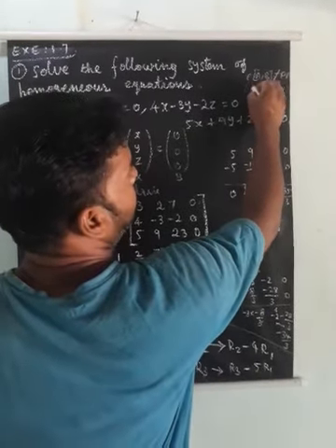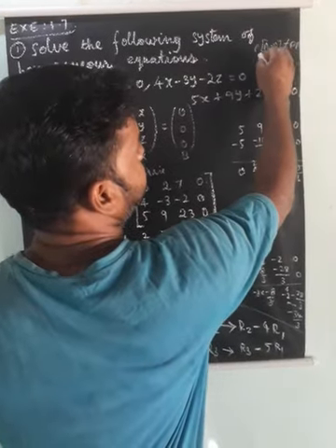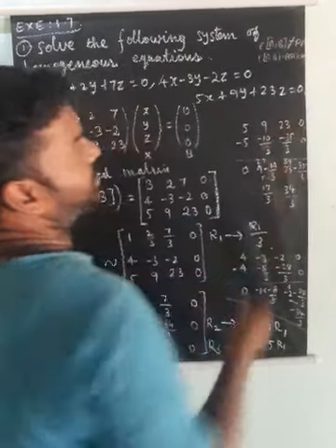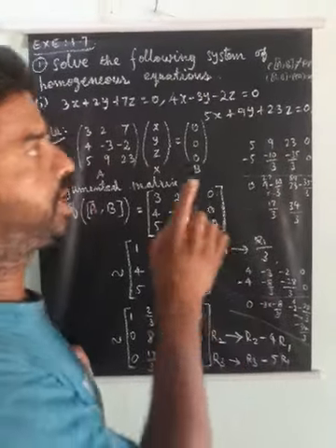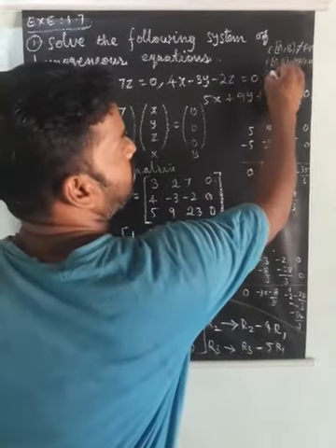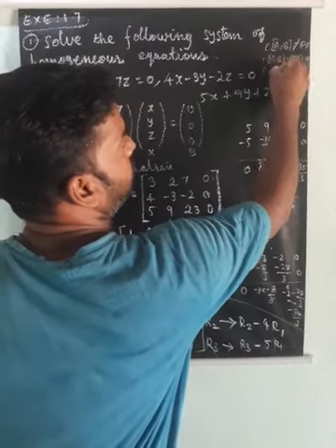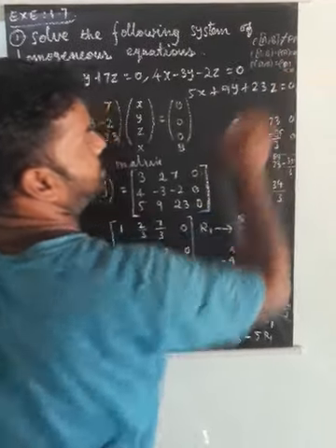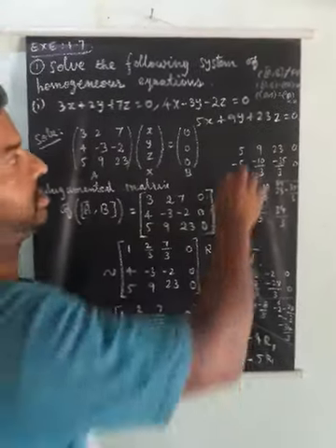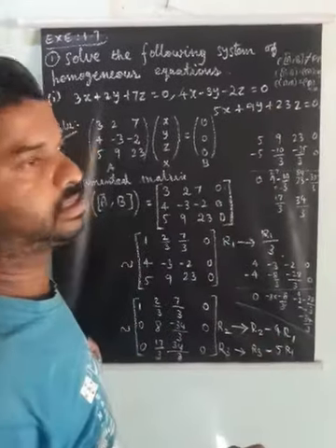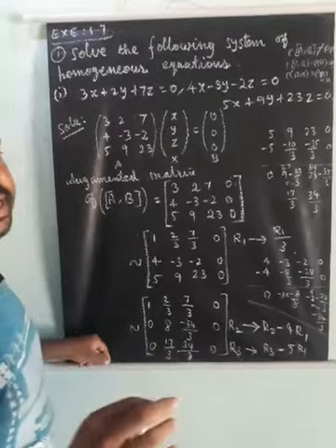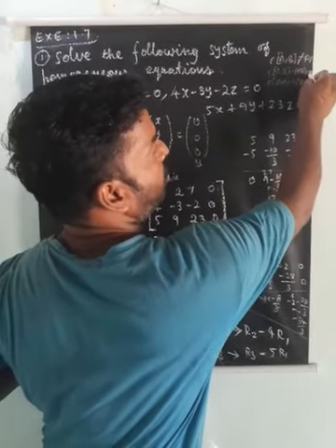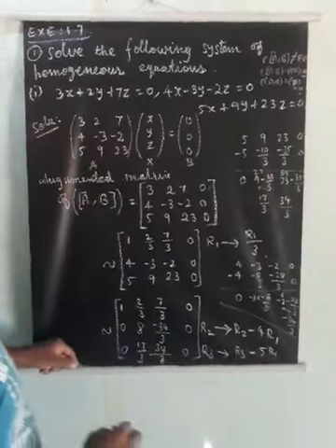The second one, rank of [A, B] equal to rank of A equal to n: consistent and has a unique solution. The third one, rank of [A, B] equal to rank of A less than n: consistent and has infinitely many solutions. Here n denotes the number of unknowns in the question.